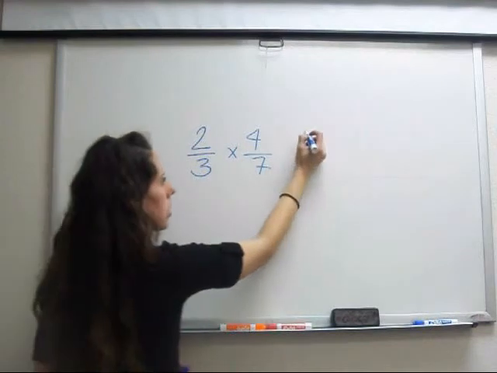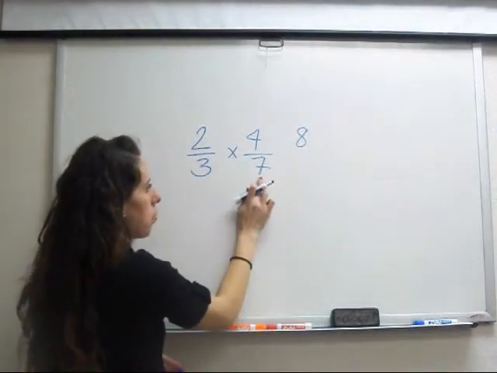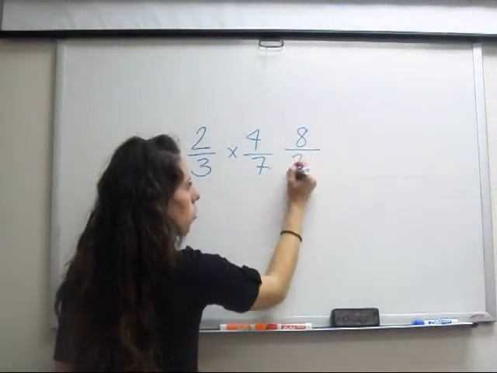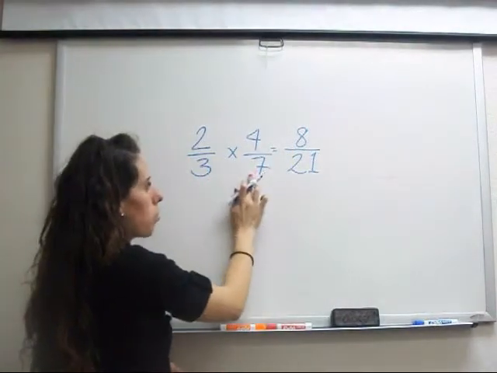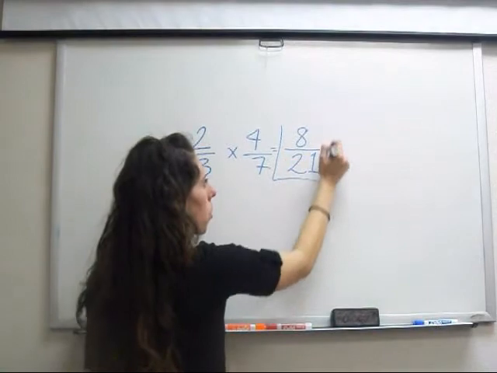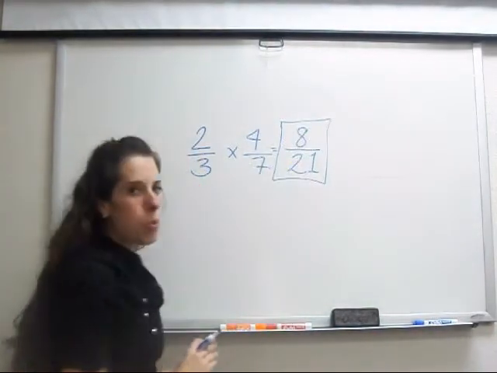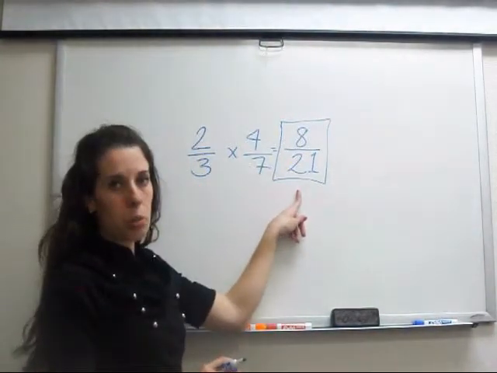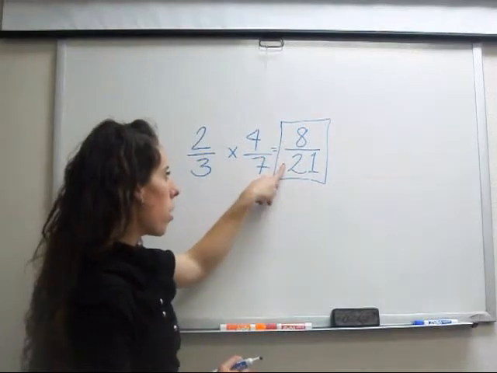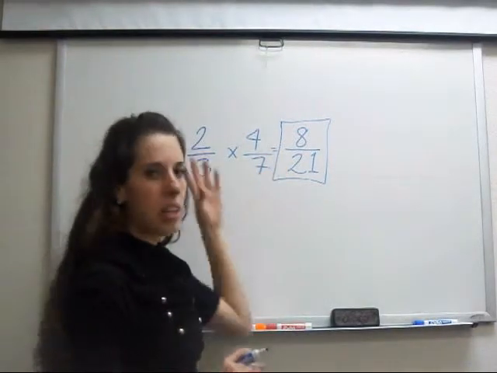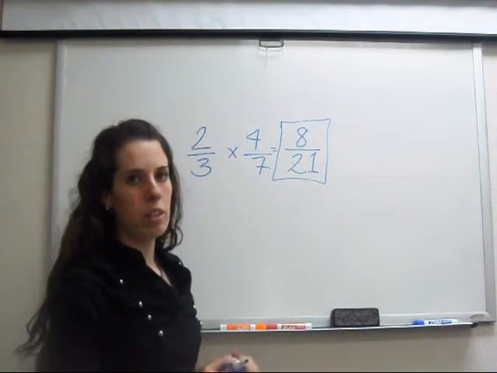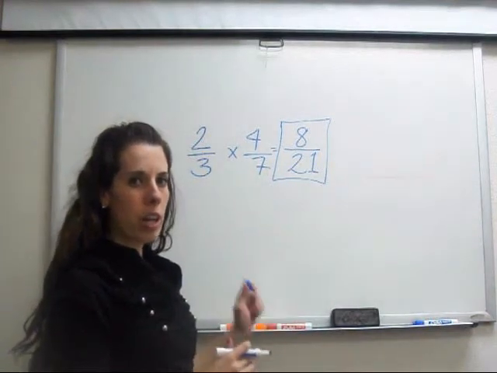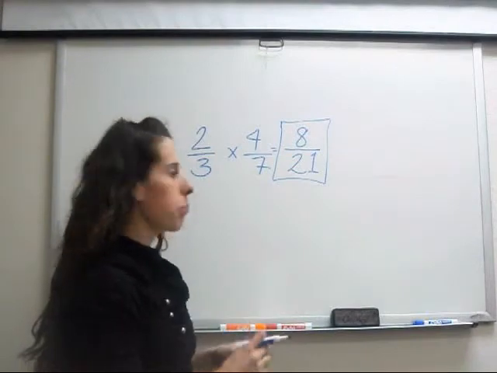2 times 4 is 8, and 3 times 7 is 21. So 2/3 times 4/7 is 8/21. You always want to check to see, is your answer reduced? 8/21, is that in its reduced form? Yes, it is, because I don't know a number that can go into 8 or 21. So always make sure that your answers are in reduced form.